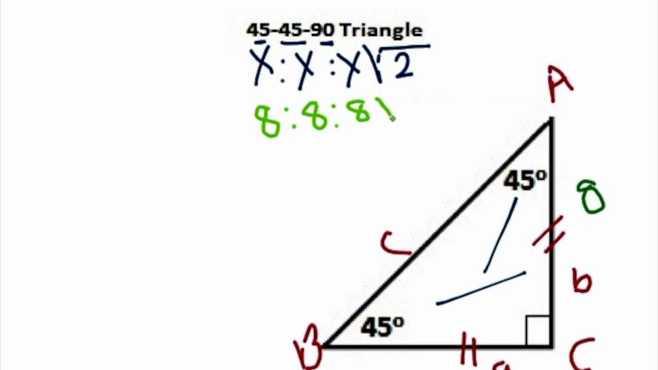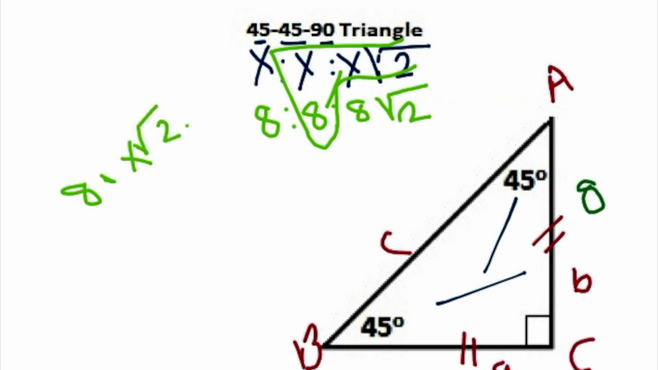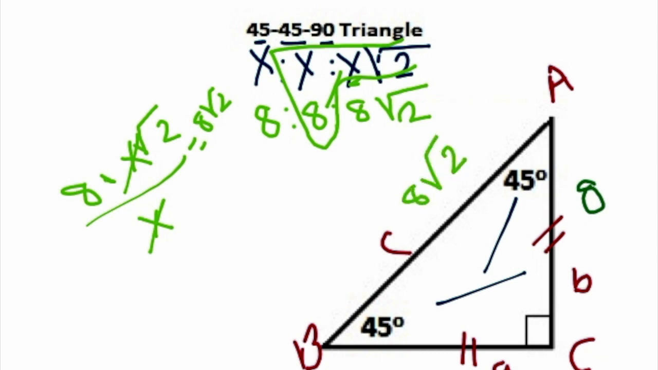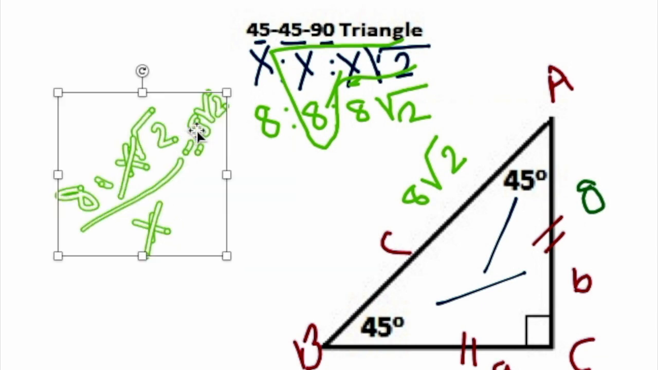All I did was plug in for x. You could use the ratio here if you want to. All you have to do is cross multiply. So 8 times x square root of 2 and then divide by x, so over x. And so x cancels x, leaving 8 square root of 2. So the length of side c, or the hypotenuse, is 8 square root of 2. That's super easy. So let's kind of switch things a little.